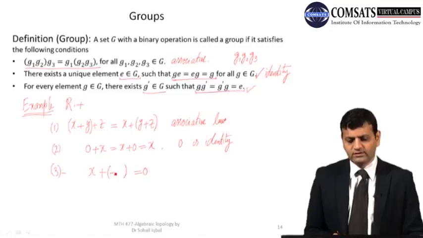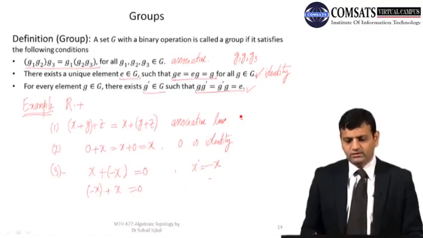Of course that number is minus x, because if x is a real number, then minus x is also a real number. If I add x and minus x, this is going to be my identity element, and if I add them in any order, the result is the same. That's why there exists an element x prime, in this case minus x, such that if I add x and x prime in any order, the result is 0. So all these axioms are satisfied by R under addition. So R under addition is a group.